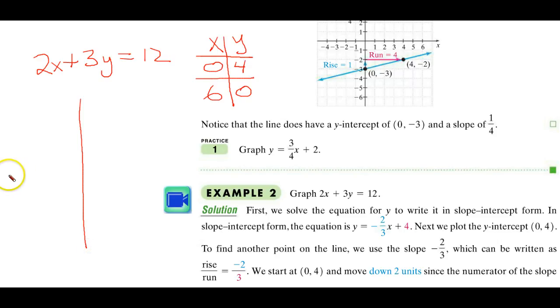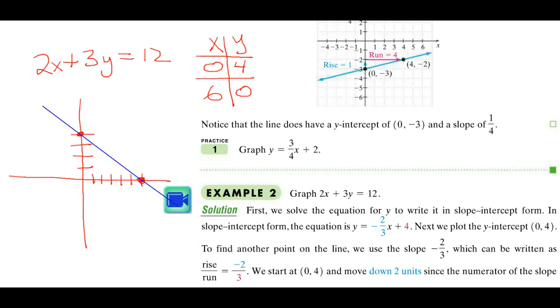So when you would graph this, once again, 0, 4, 1, 2, 3, 4, a dot there, and 1, 2, 3, 4, 5, 6, a dot there, and you're using your intercepts. And your line would go like so.